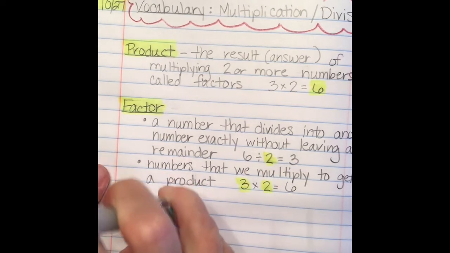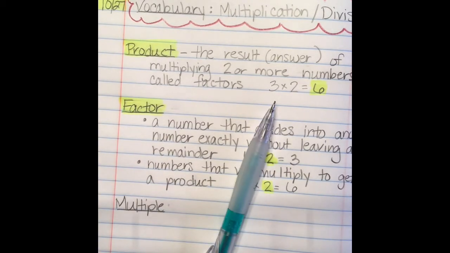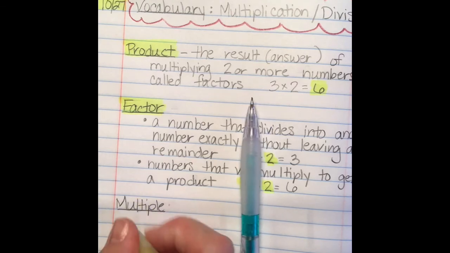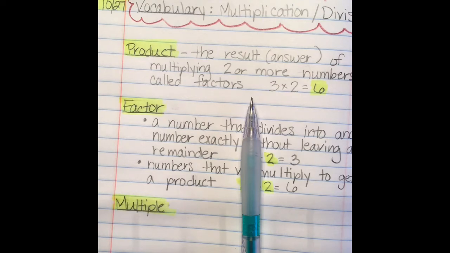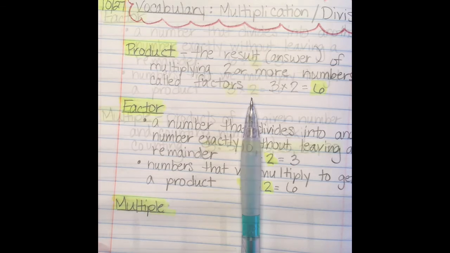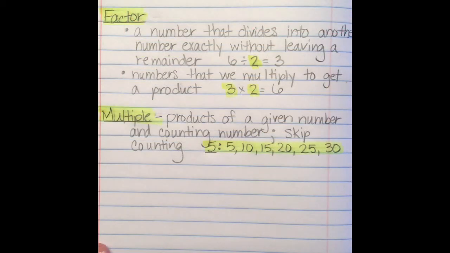So a multiple, and once again, I will highlight this so that it stands out. A multiple would be the products of a given number and a counting number. A lot of times people think of skip counting as examples of multiples. So please go ahead and copy down the definition and then put the example. If you have to go down to the next line to fit them in, that's fine. For instance, the multiples of 5 would be 5, 10, 15, 20, 25, 30. So it's the skip counting.